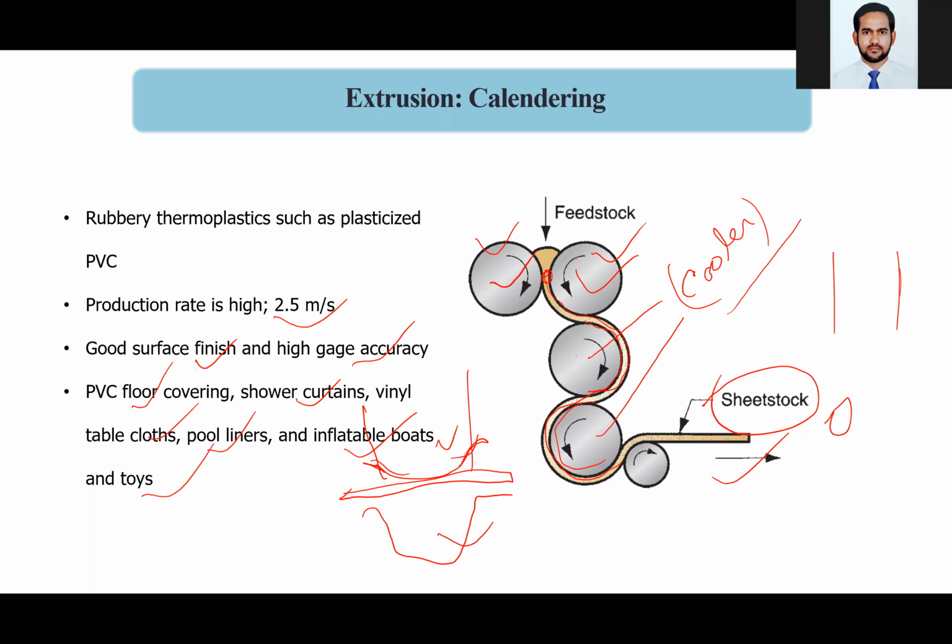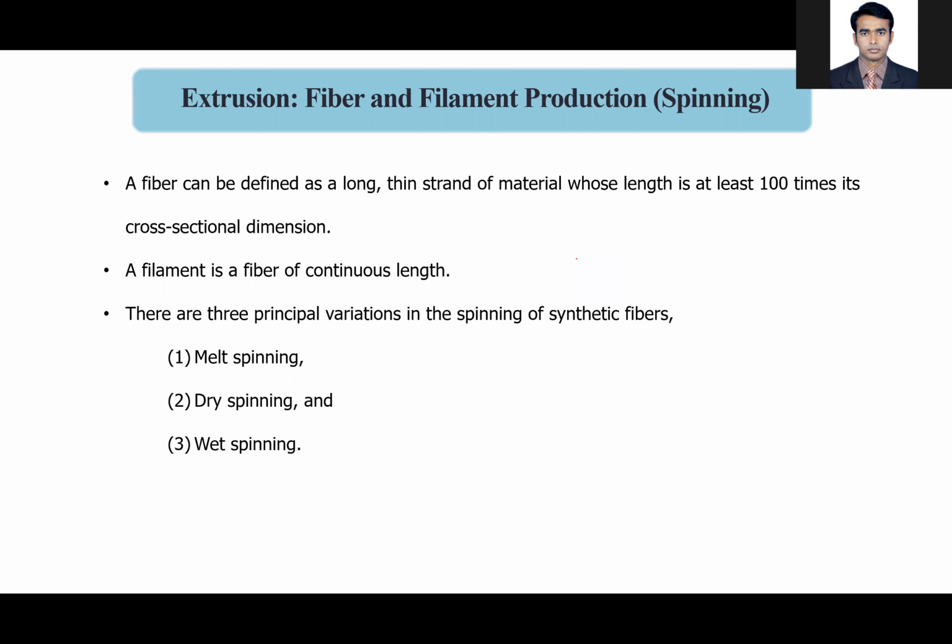Yes sir, okay. The next one, extrusion, is fiber and filament production, or spinning, as we say in the jute industry. Actually, this term spinning is mostly used. The spinning mill, we used to say. The spinning is kind of making thread or making yarn. To make yarns, we do the spinning in the case of natural fiber jute. In this case, we are going to produce fiber and filament of plastics.